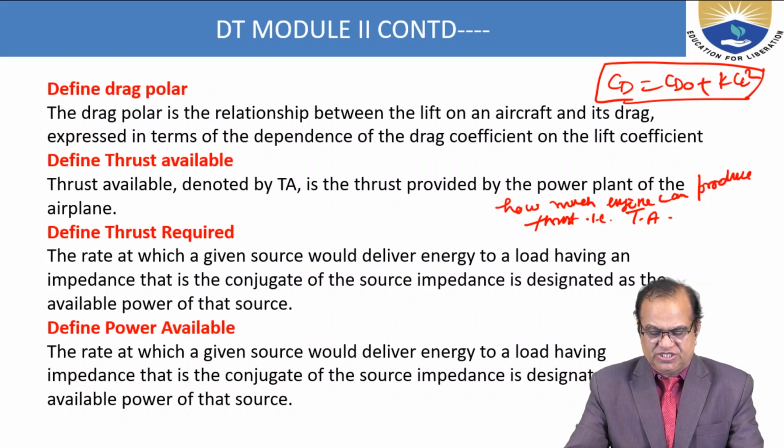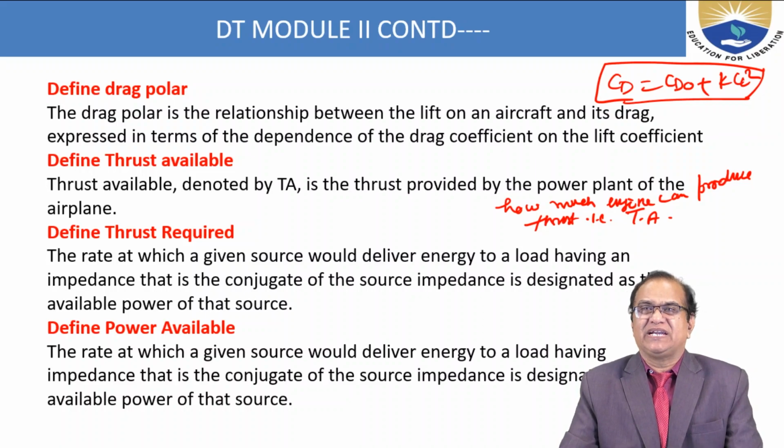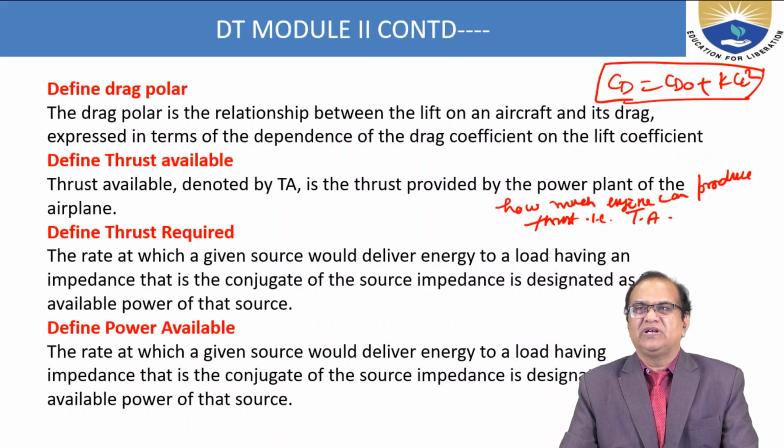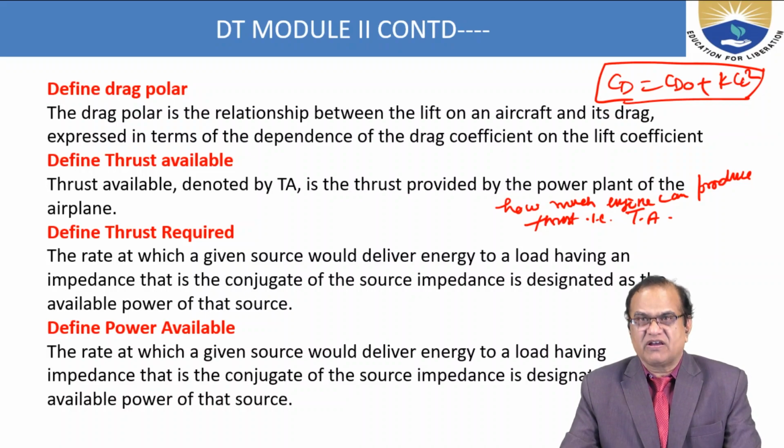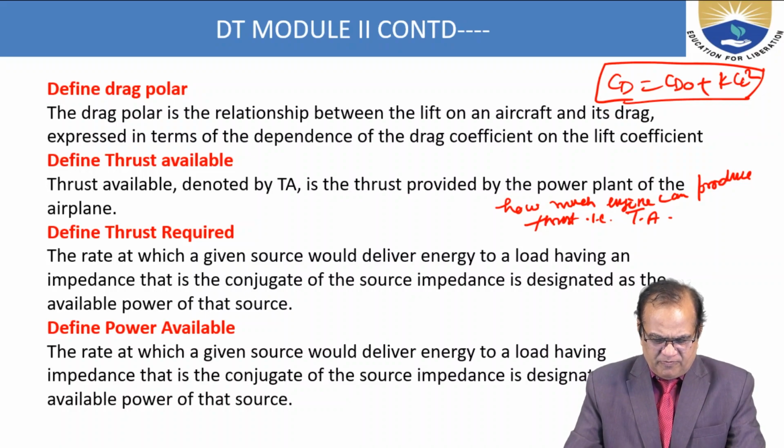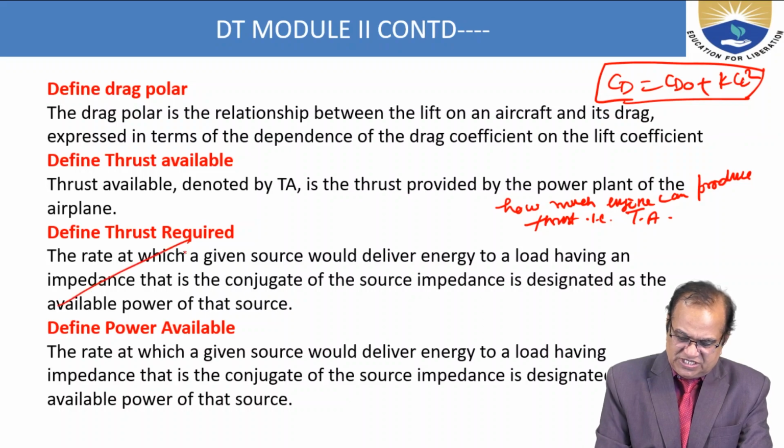The rate at which a given source will deliver energy to a load having an impedance that is the conjugate of the source impedance is defined as the available power of the source. So this is not correct.